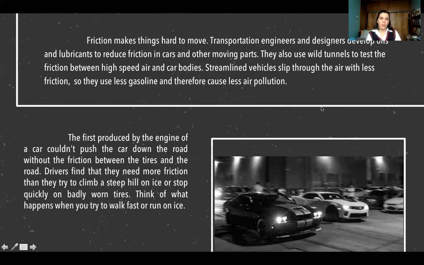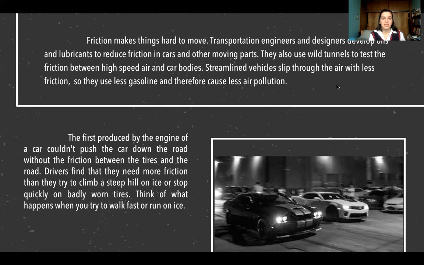So they have been trying to test the friction between high-speed air and car bodies because the car and the air are going into different directions, causing friction. Even though we cannot see the air, we know that it's there, it has a volume, and it can oppose our movement, causing friction. Streamlined vehicles slip through the air with less friction, so they use less gasoline and therefore cause less air pollution. The force produced by the engine of a car couldn't push the car down the road without the friction between the tires and the road.